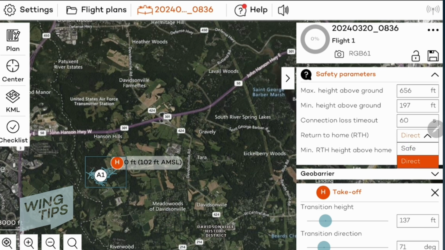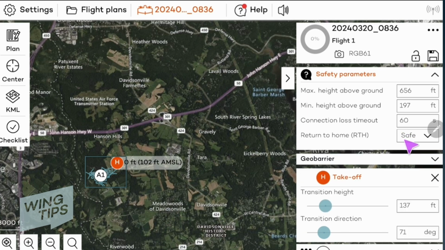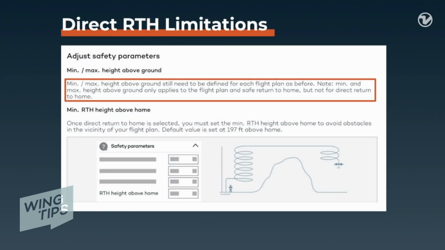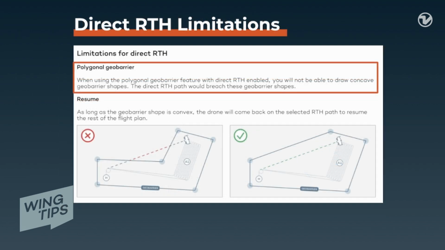Additionally, this is because direct RTH has more limitations. The safety parameters for the minimum and maximum height above ground cannot be ensured on the RTH path when direct RTH is selected. Direct RTH requires that a geo-barrier either be circular or a convex polygon. Therefore, if your mission requires a concave geo-barrier, the operator should use the safe RTH option.